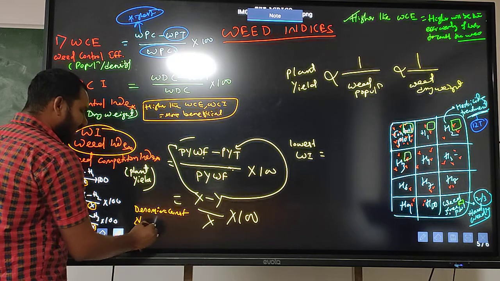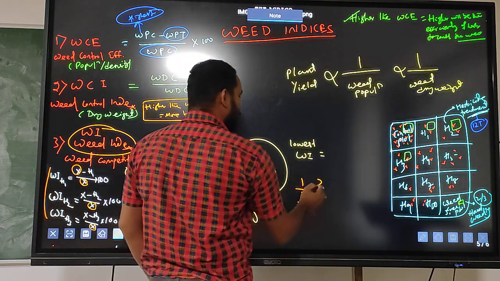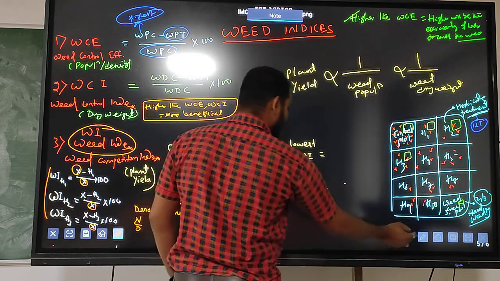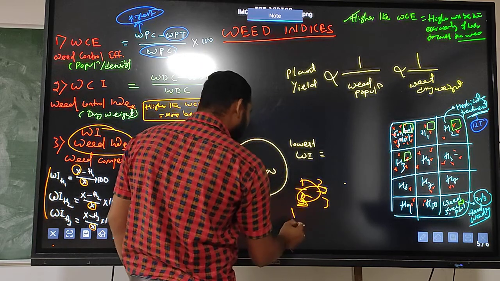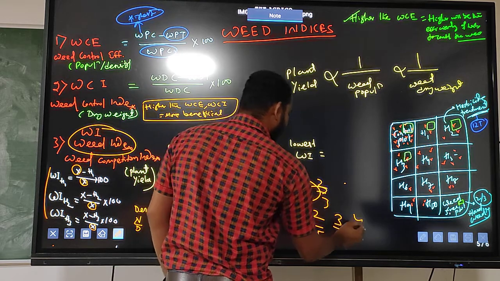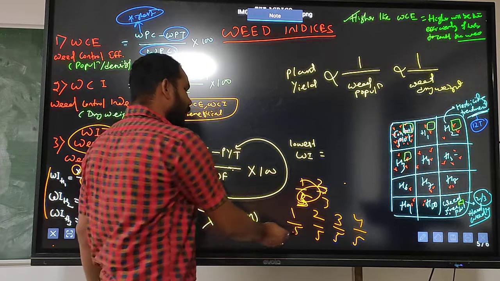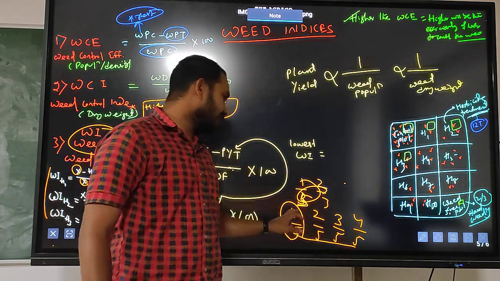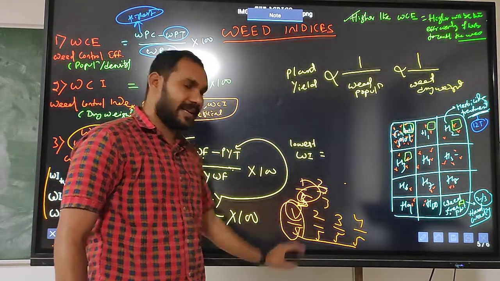Now take fractions with the same denominator 5: 1 by 5, 2 by 5, 3 by 5, 4 by 5. Out of these four fractions, which one is less? Obviously 1 by 5 is less. That means if the denominator is constant and the numerator value is lowest, then the total fraction will be less.